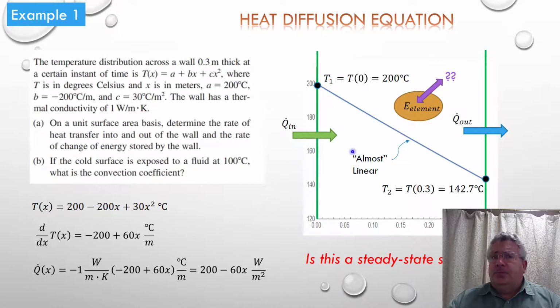So now I've put these in a priori before I've evaluated them, but what I'm assuming here is that when I evaluate Q dot in at x equaling 0, I'm going to get a positive value. So the heat's coming into the left-hand wall.